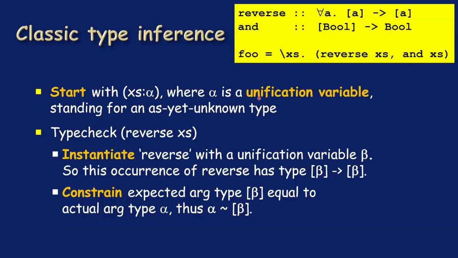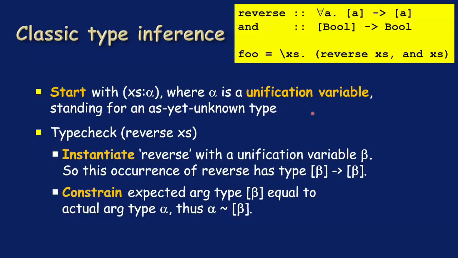And now, since the argument of reverse has type list of beta, but the actual argument, x's, has type alpha, I can constrain by, as it were, emitting an equality constraint that alpha must be equal to list of beta. So this is ordinary Damas-Milner type inference. Whenever you don't know a type, create a unification variable, and then as you type check the program, you emit equality constraints, which you may solve immediately or may delay solving, that constrain equalities between unification variables. Here we have alpha tilde list of beta, meaning alpha and list of beta must be the same type.